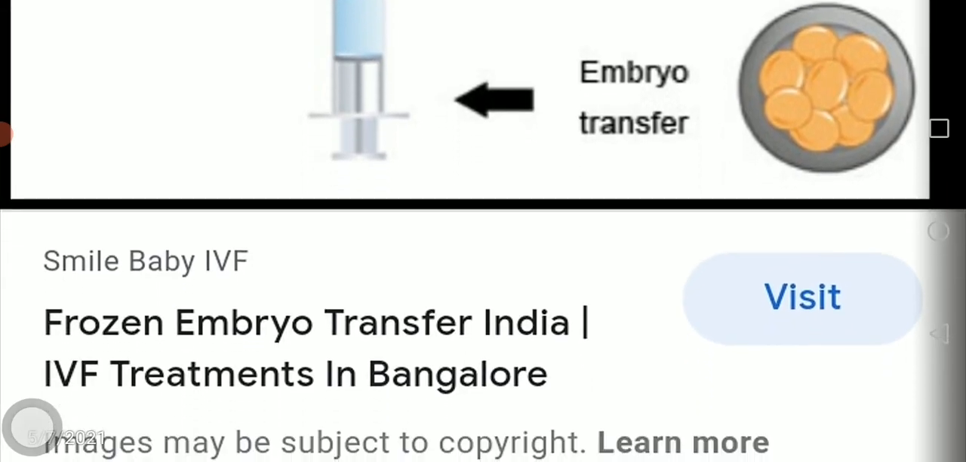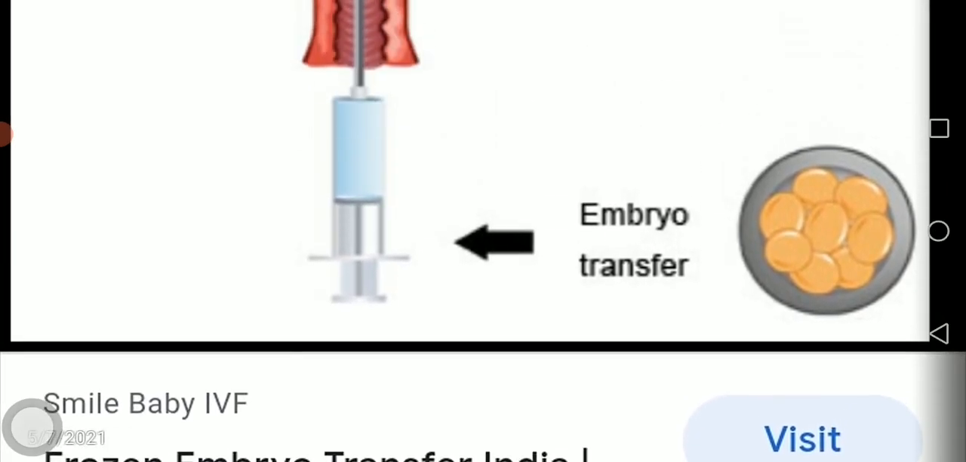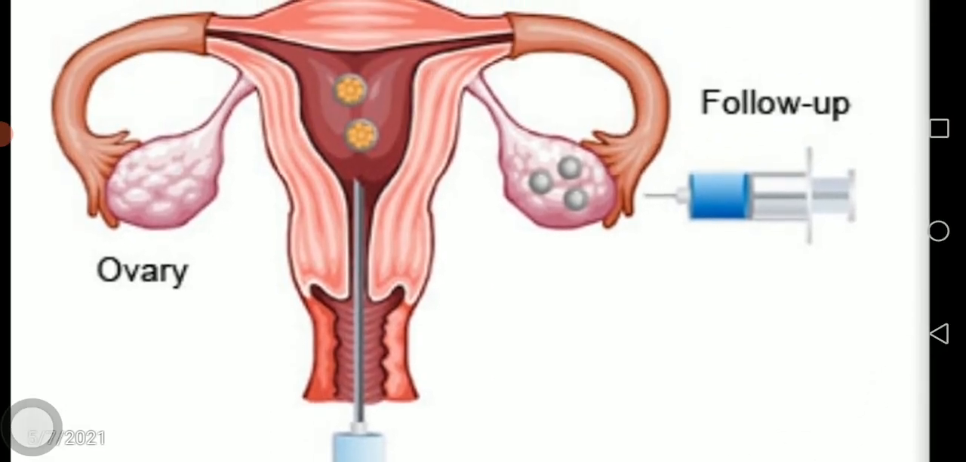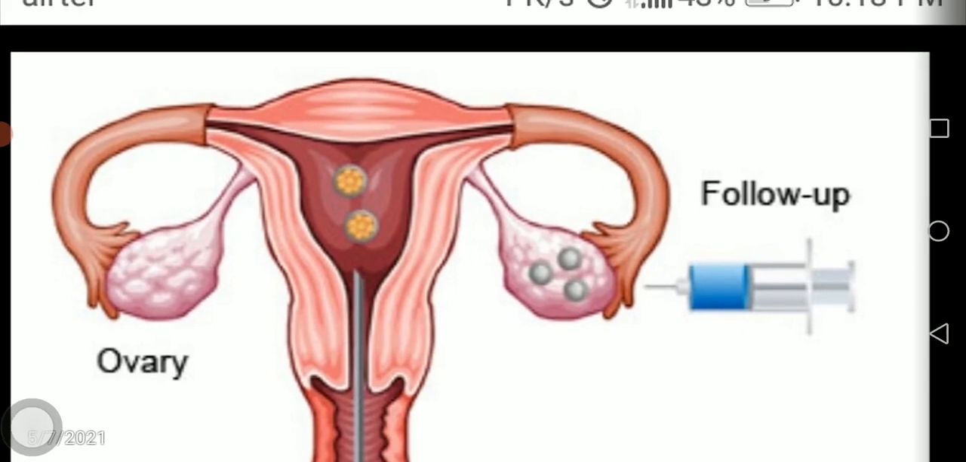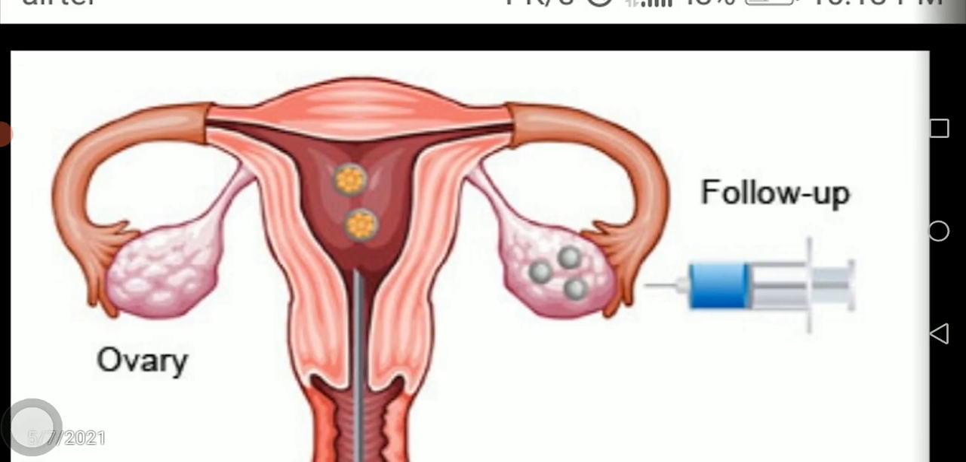The sperm swim towards the fallopian tube. You can see this is the fallopian tube, to fertilize the egg, resulting in normal pregnancy. This is one of the ART technologies. Then the second one is IVF.